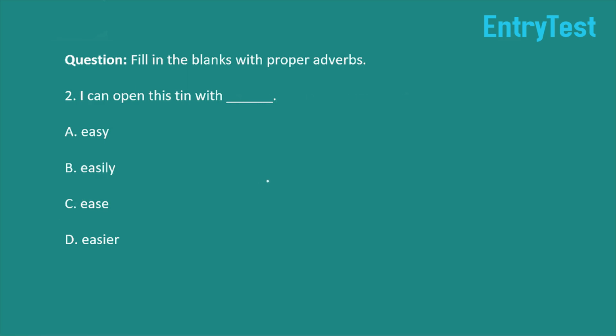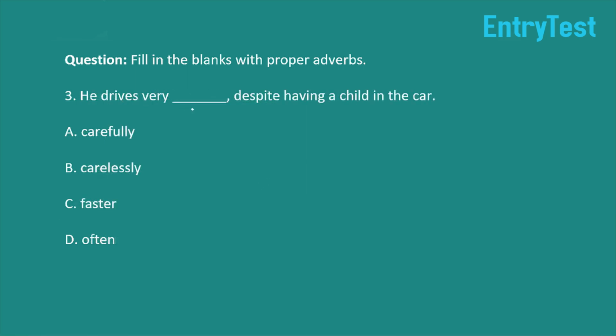Okay. Next, he drives very dash despite having a child in the car. Okay, let's see the options. He drives very carefully. No friends, since despite is used here, I need something negative, which can show that even if there is a child in the car, even then he does something wrong. So carefully will not come. Carelessly, yes, this sounds perfect.